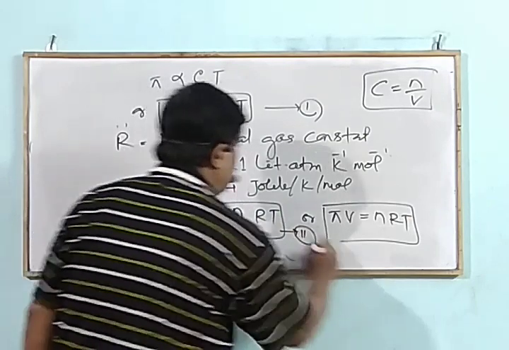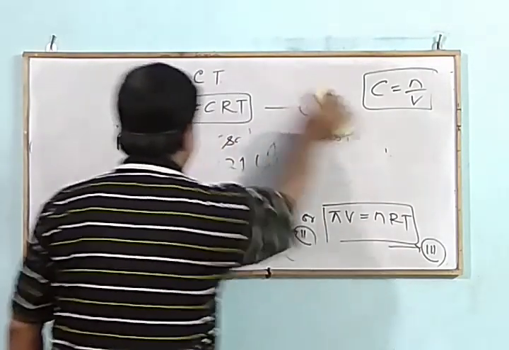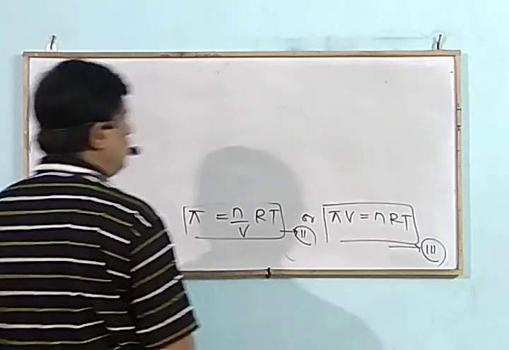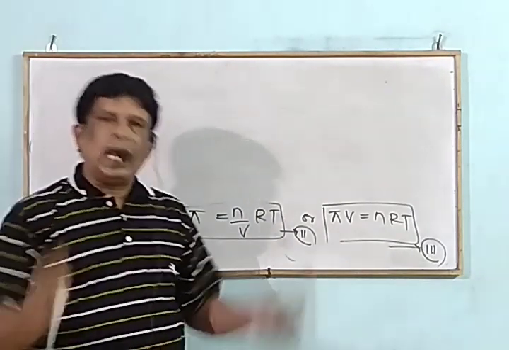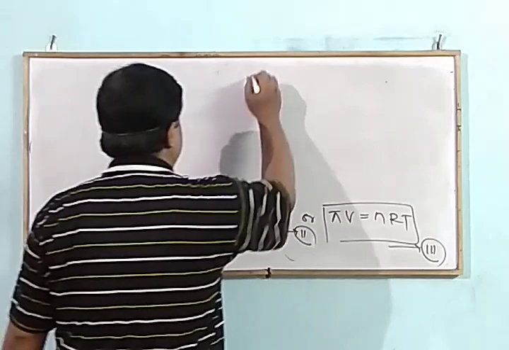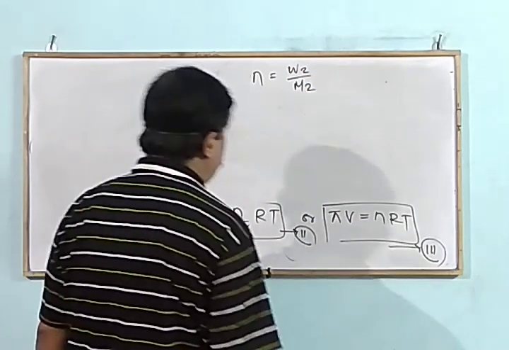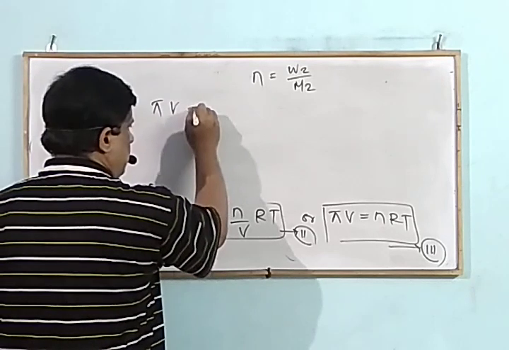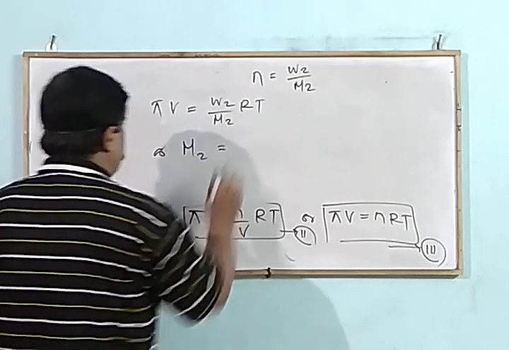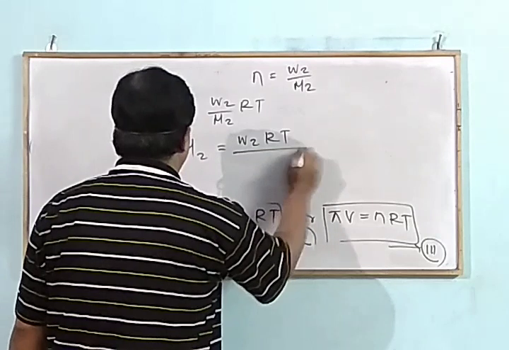It is equation 2, and it is equation 3. Mark that. Equation 3 is the required expression for osmotic pressure of a dilute solution. From this expression, we can also derive another expression for calculating the molecular mass. If we put n, the number of moles, as W2 by M2, weight of solute by molecular mass of solute, we have pi V is equal to W2 by M2 RT, or M2 is equal to W2 RT by pi V.